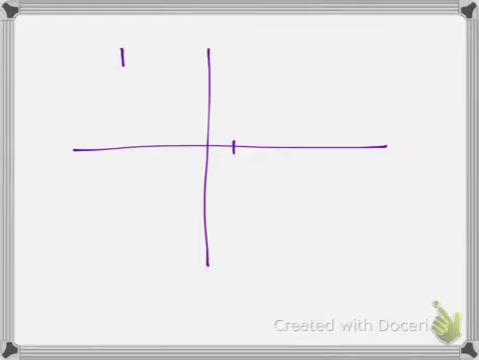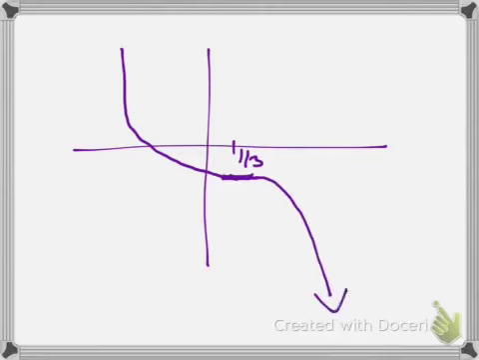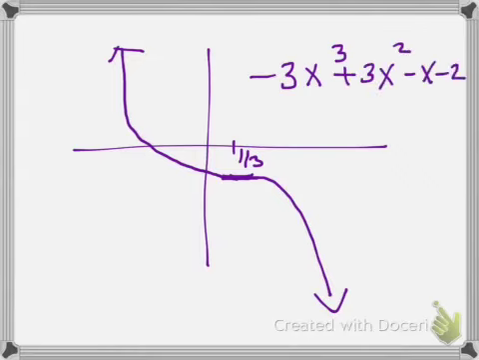So it's happy here. It passes through here, 1/3. This is my 1/3 point of inflection. It gets horizontal here, slows down here, and then keeps on going down. So that's my function: negative 3x cubed plus 3x squared minus x minus 2. So that is my function y.